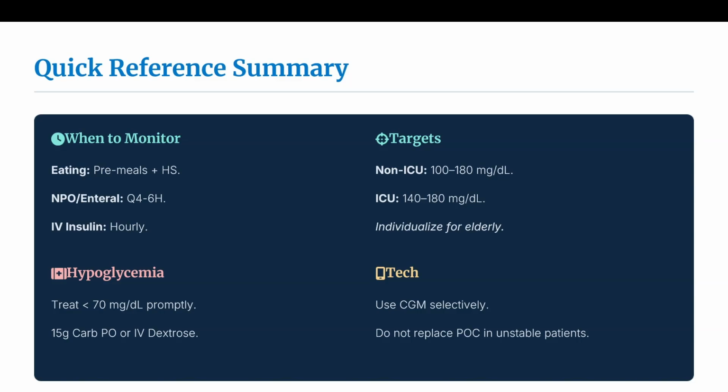Targets: non-ICU, 100 to 180 milligram per deciliter. If in ICU, 140 to 180 milligram per deciliter. Individualized for elderly patients.